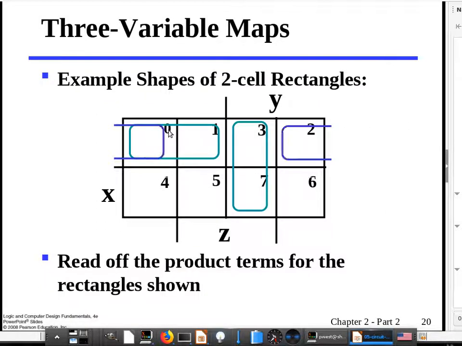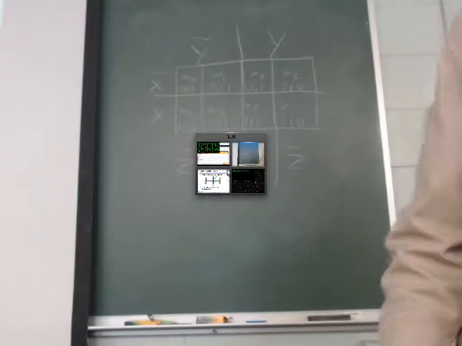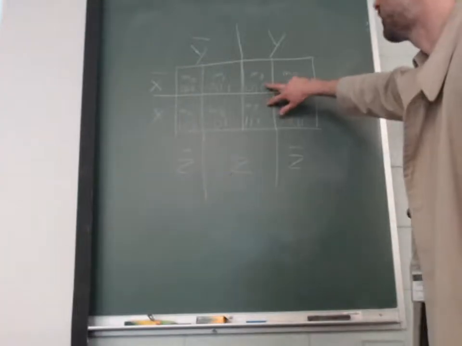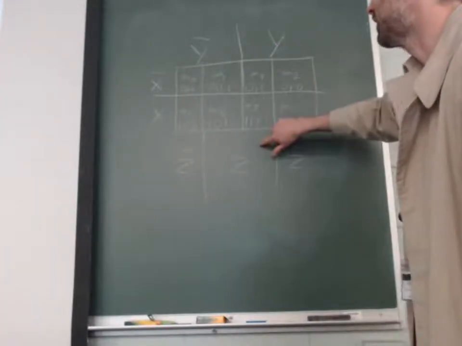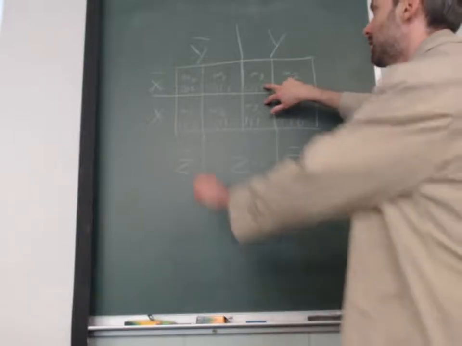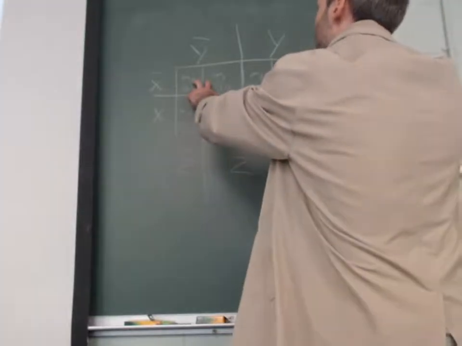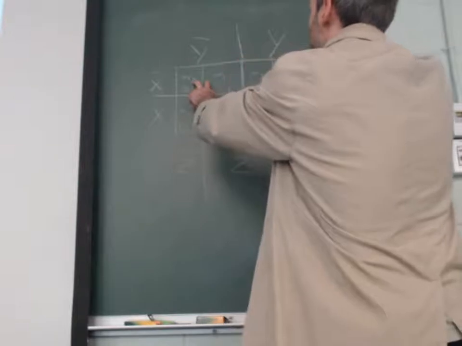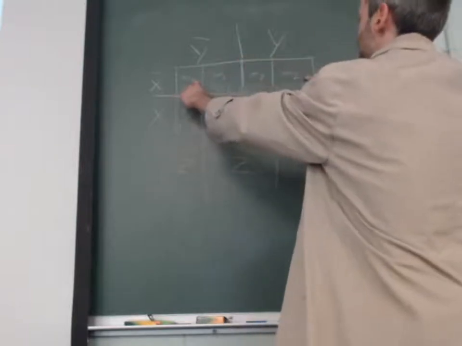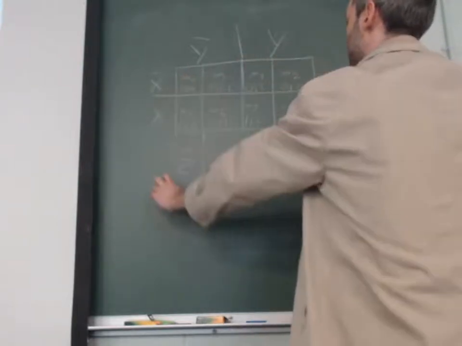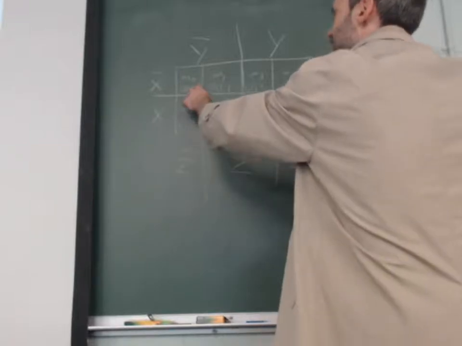Hey, we get animation after the fact. Ooh, and this one over here is describing not z and not x. Let's go to my picture, because that might make more sense. These 2 cells are y and z. These 2 cells are not x and not y. And then these 2 cells are not x and not z.